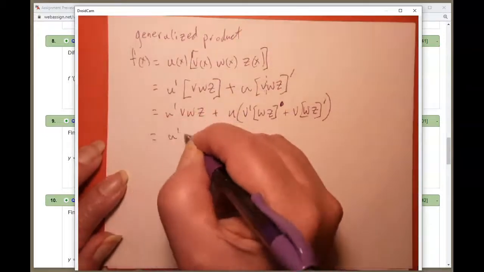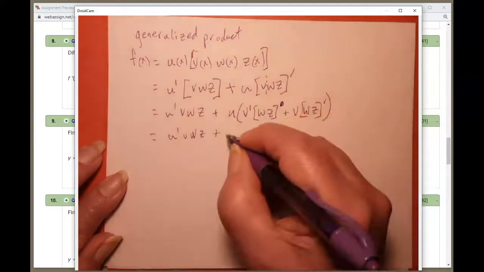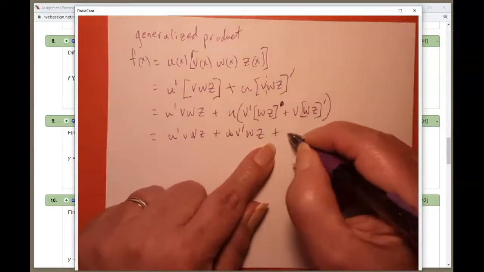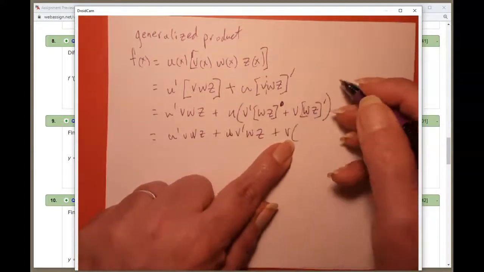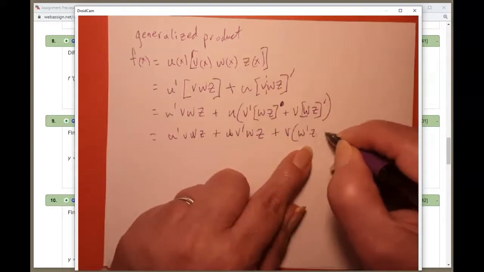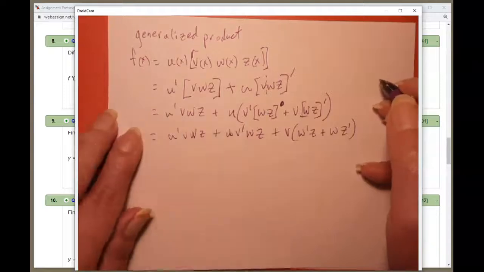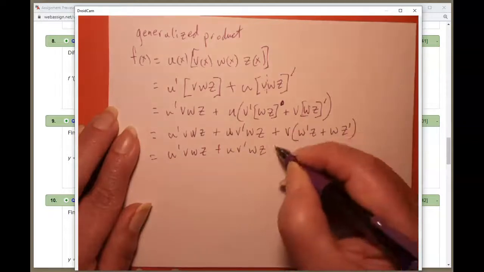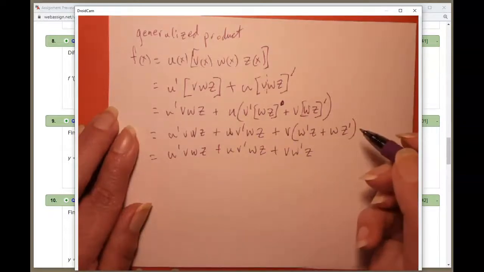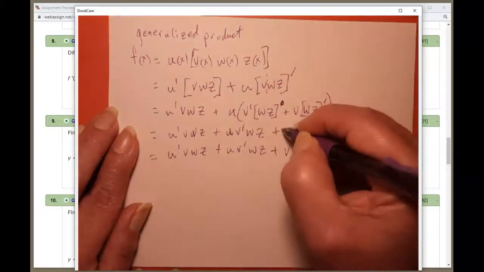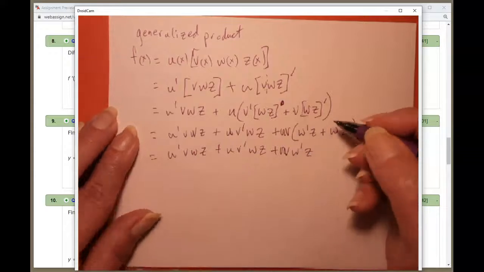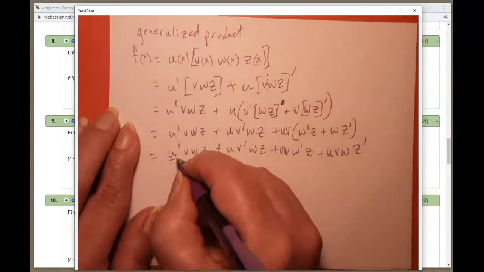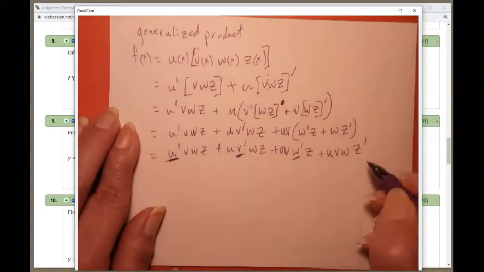By the time we get done, however, u prime v w z plus u v prime w z plus, I still have one product to do. This will be v times the derivative of w z, which we now know is w prime z plus w z prime. That is our product. We end up with u prime v w z plus u v prime w z plus u v w prime z plus u v w z prime. So notice I have the prime in every one of them, and it just kind of traveled through.